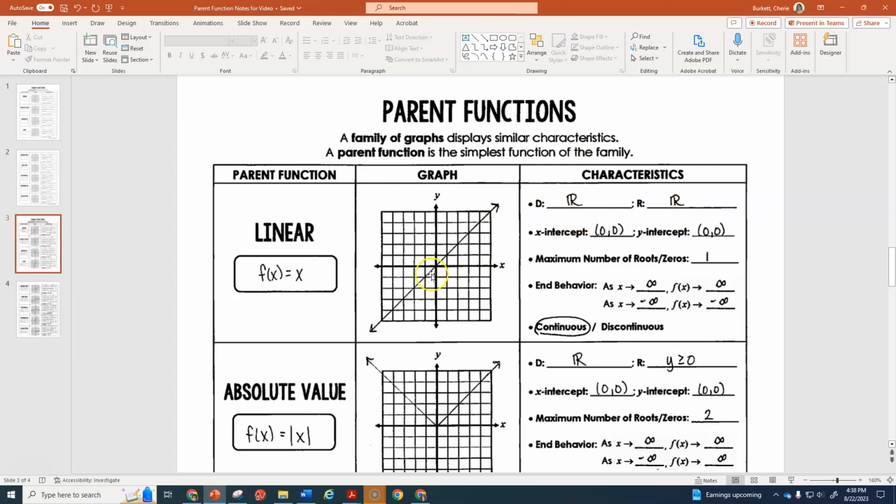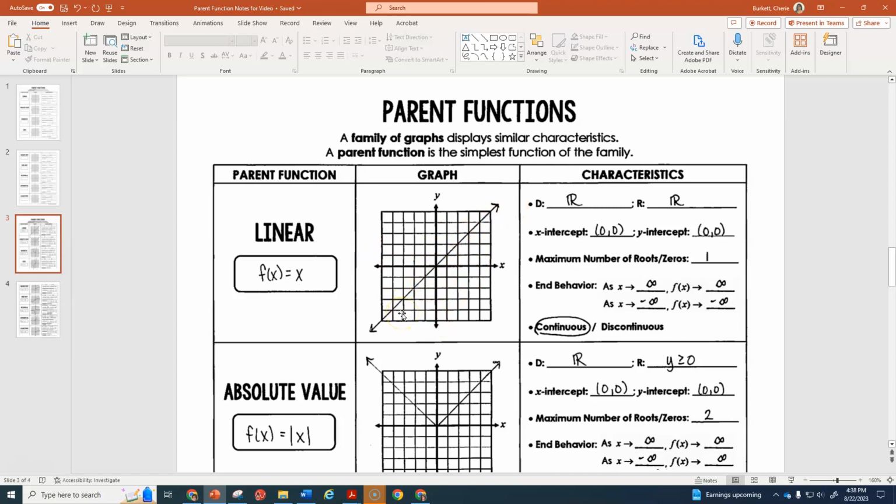The range is also all real numbers because this arrow is going down forever. So my y values are starting at negative infinity. This arrow is going up forever. So my y values are going to positive infinity. That's why the domain and range is all real numbers. And that's going to be true for any version of a line that we give. This is, again, the parent function.